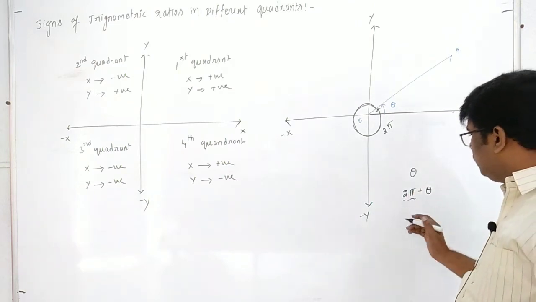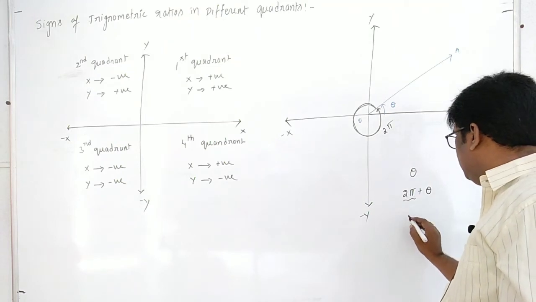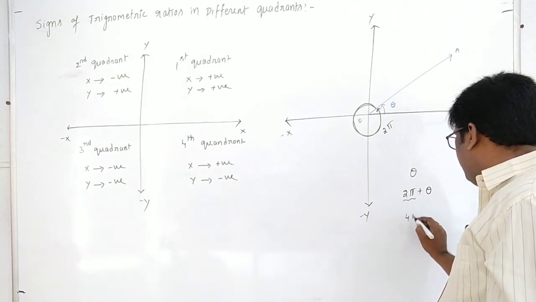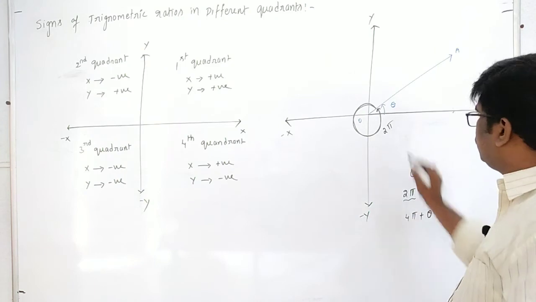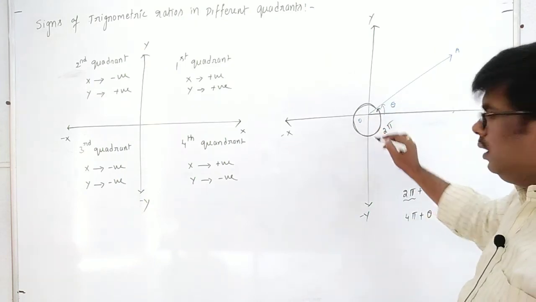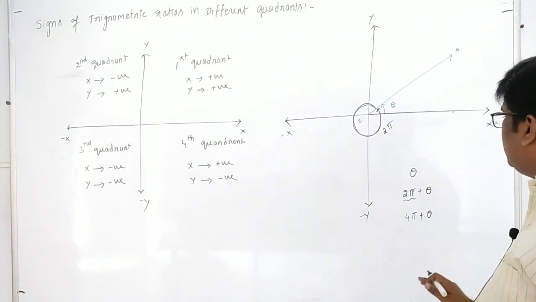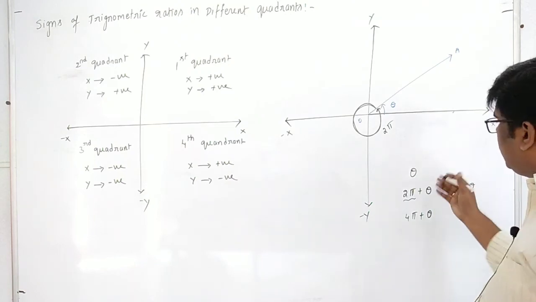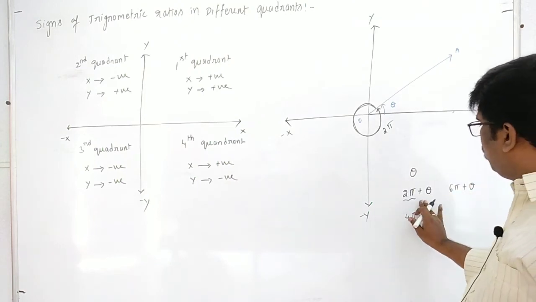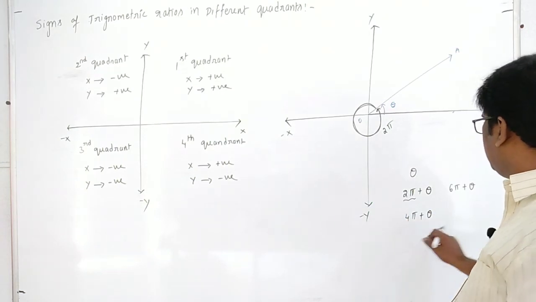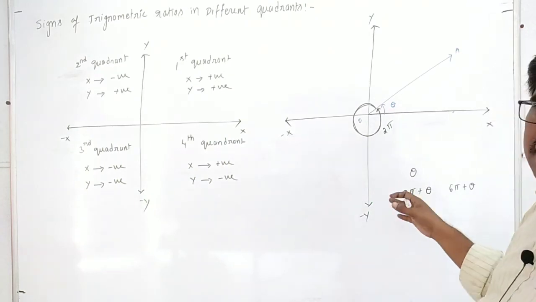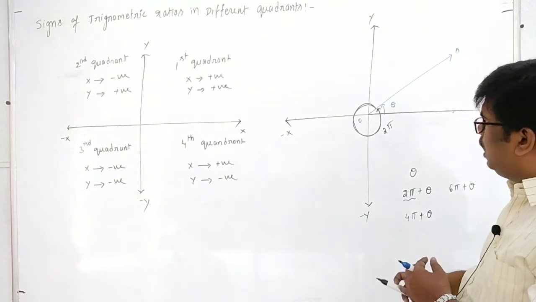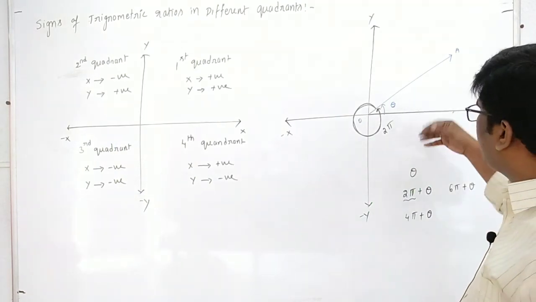And you can also understand that 4 pi plus theta, so two complete rotations are over, so 4 pi plus theta also has the same value. Similarly, 6 pi plus theta also has the same value. So theta, or 2 pi plus theta, or 4 pi plus theta, or 6 pi plus theta, has the same value only, because it is the same angle only.